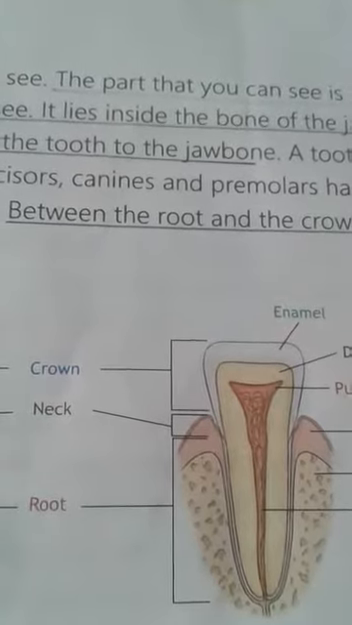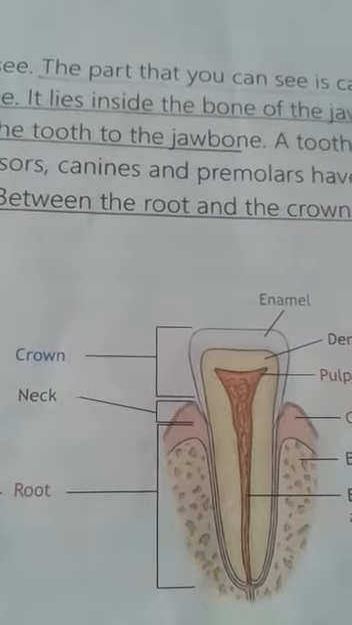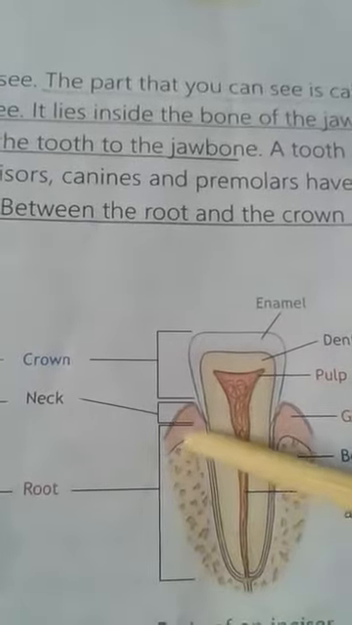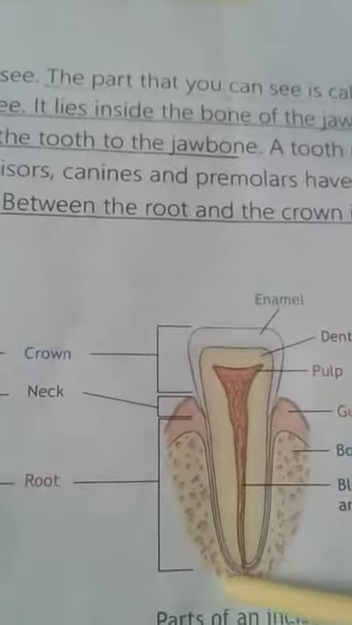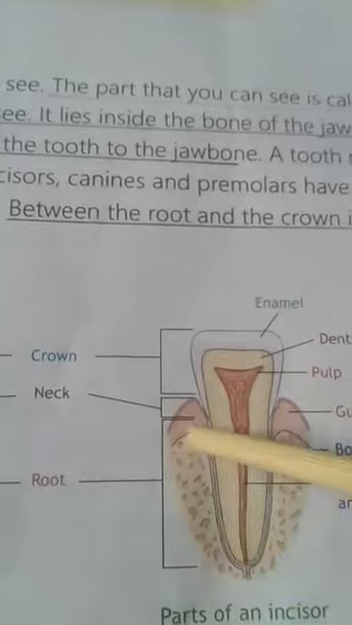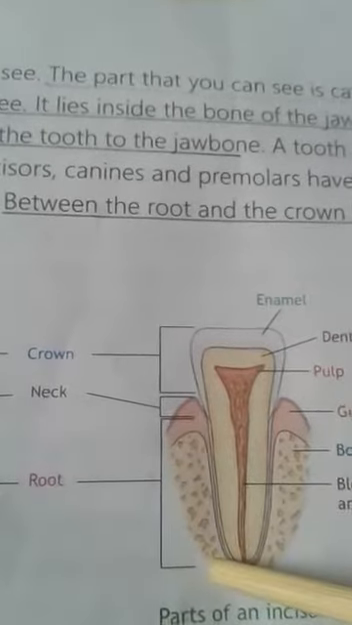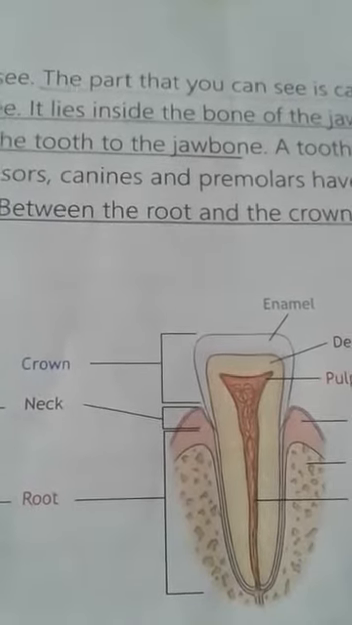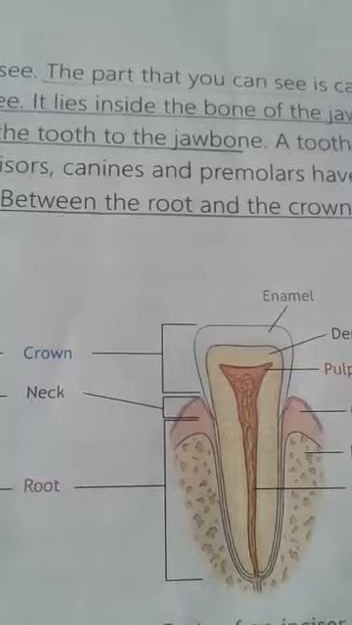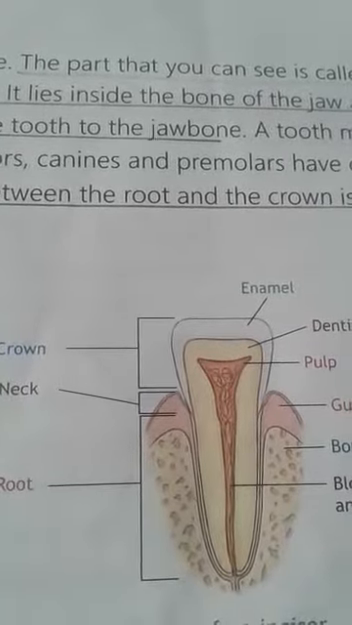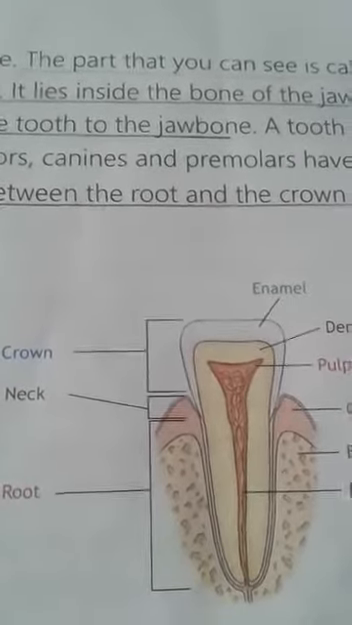But there is a big part that you cannot see, which lies inside the bone of the jaw. This part is called the root. It fixes the tooth to the jawbone. This is not visible outside. It is present inside the jawbone. A tooth may have 1, 2, 3 or more roots. Usually the incisors, canines and premolars have one root, while the molars have at least 2 roots.